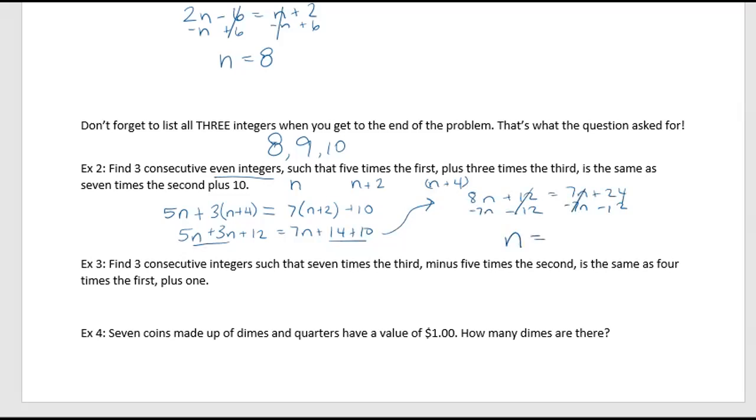And that gives me n is equal to 12. Remember to list all of them. They're even integers, so I have 12, 12 plus 2, which is 14, and then 16.